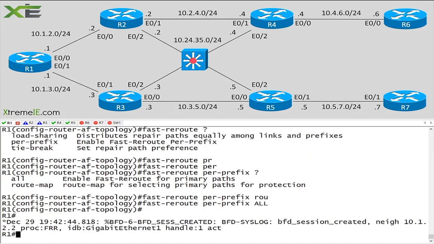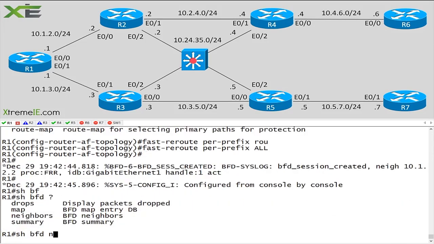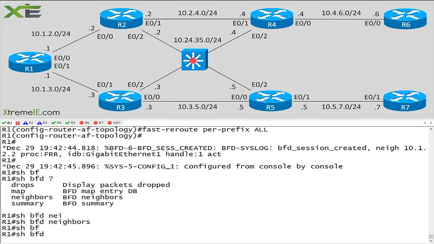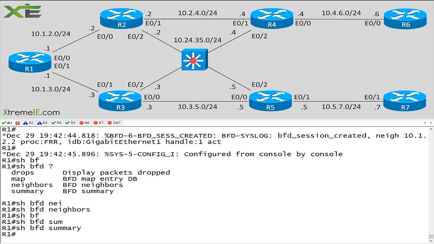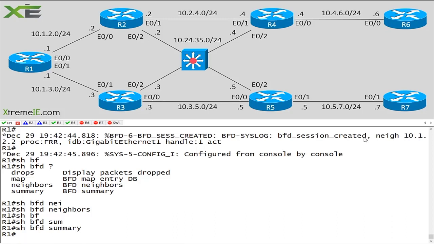Now at this point, we can see it says a BFD session created, but if I say show BFD neighbors, you can see I actually don't have any BFD neighbors. Show BFD summary, I don't have anything going on. So this is just a back-end BFD session that we don't really have any control over, that we don't really administer in any way, shape, or form.